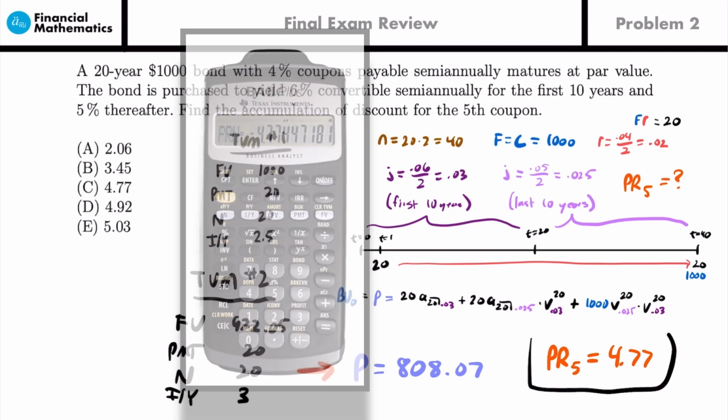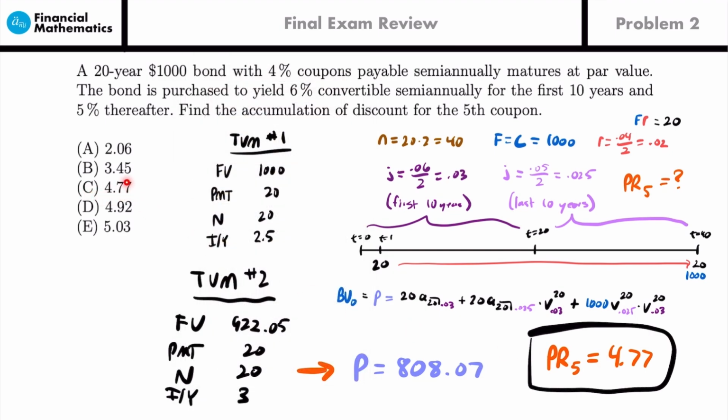That is the final answer, and you can also find it in the answer choices. It's answer choice C, so you would circle that or box it in. 4.77 is the answer to this problem.